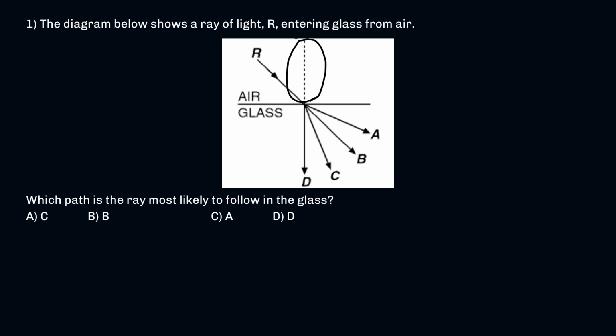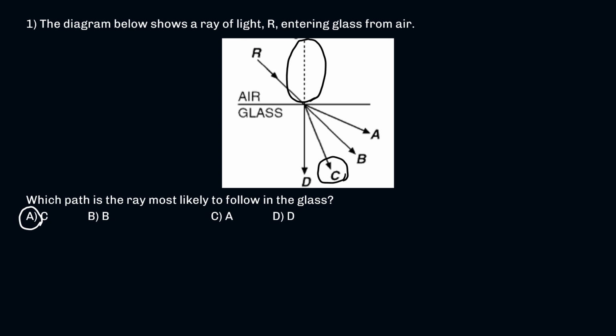So when the light ray R goes into glass from air, it's going to bend towards this line. So the path that is followed, the new ray, is going to be C. So the answer choice is going to be A because it's ray C. So answer choice A is the answer here.